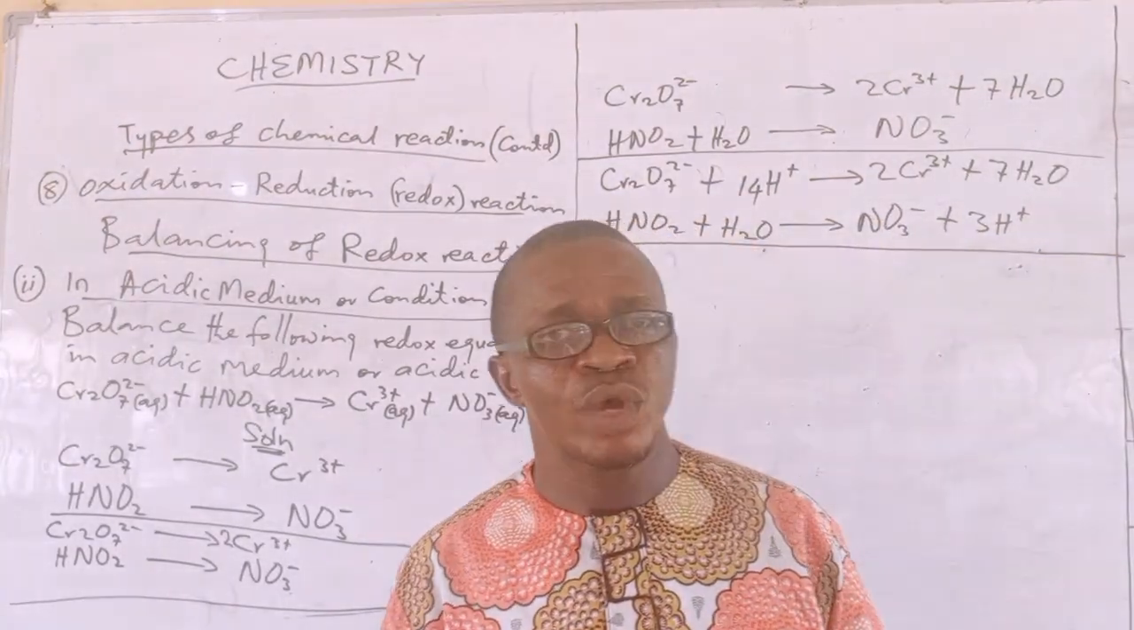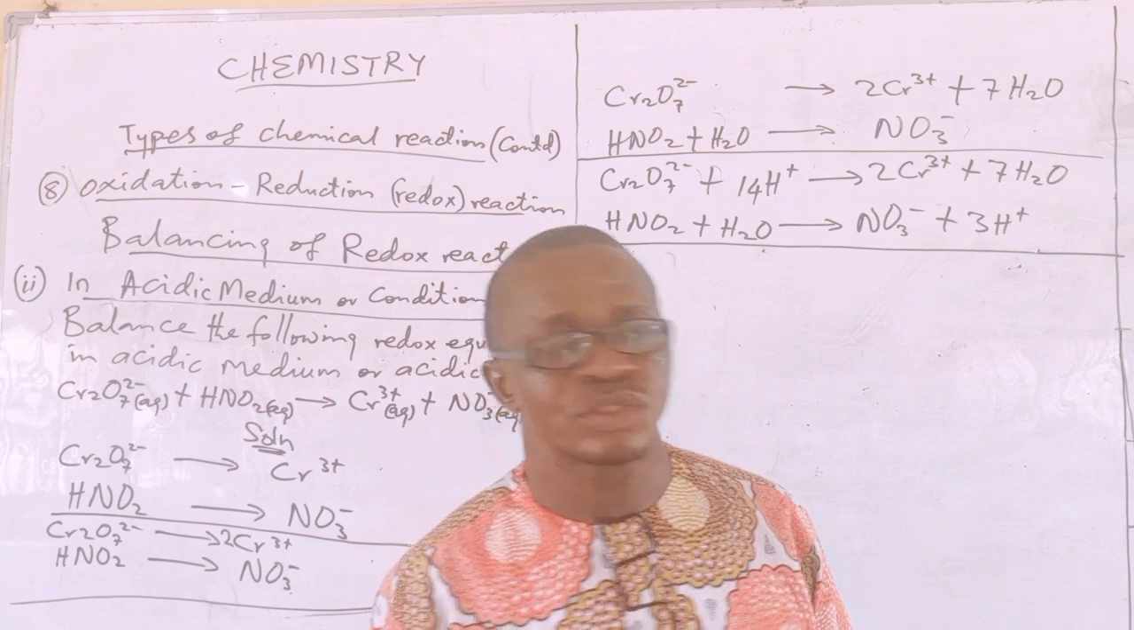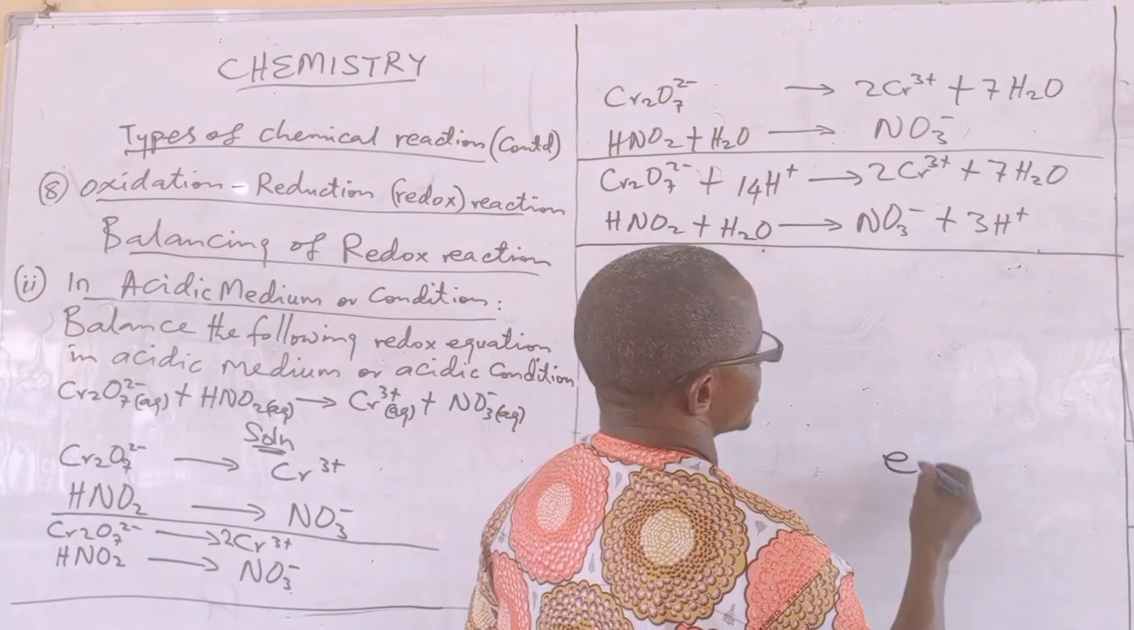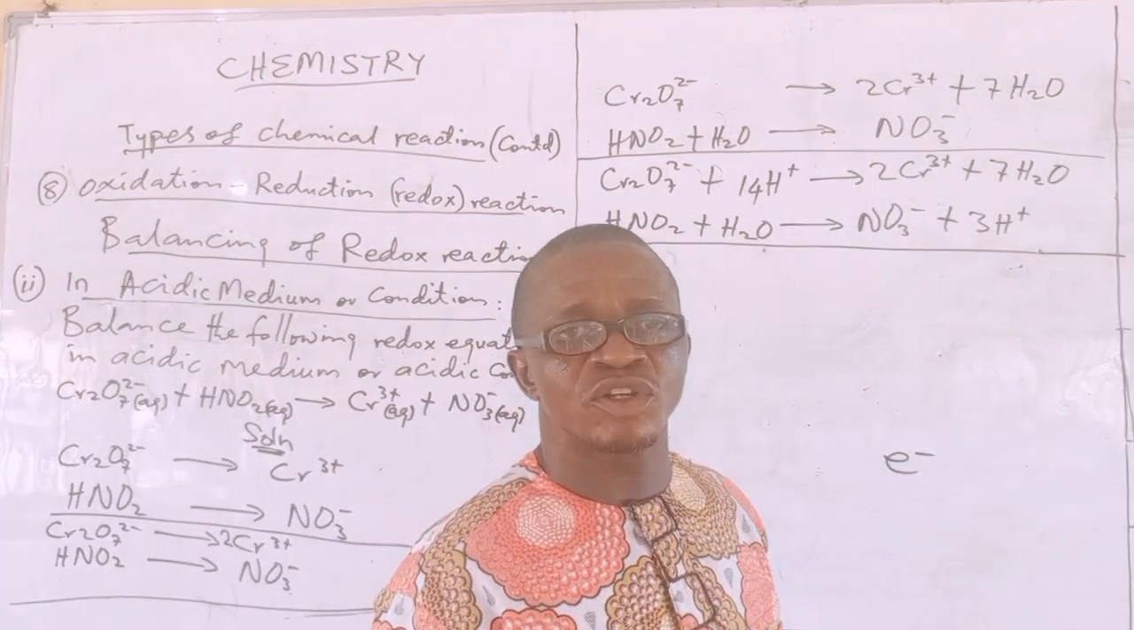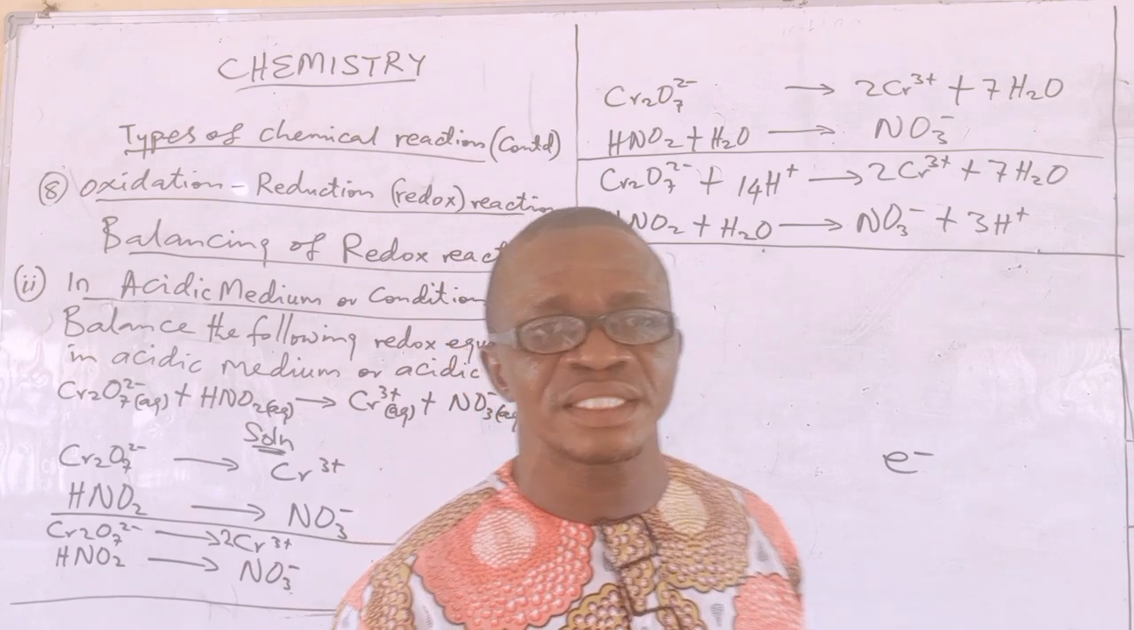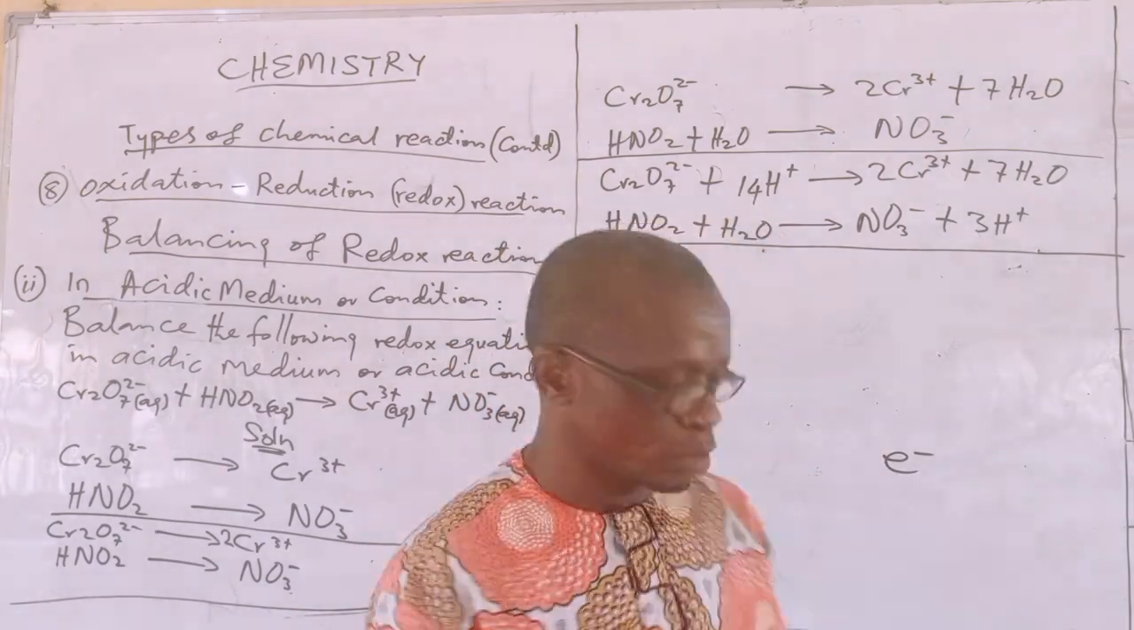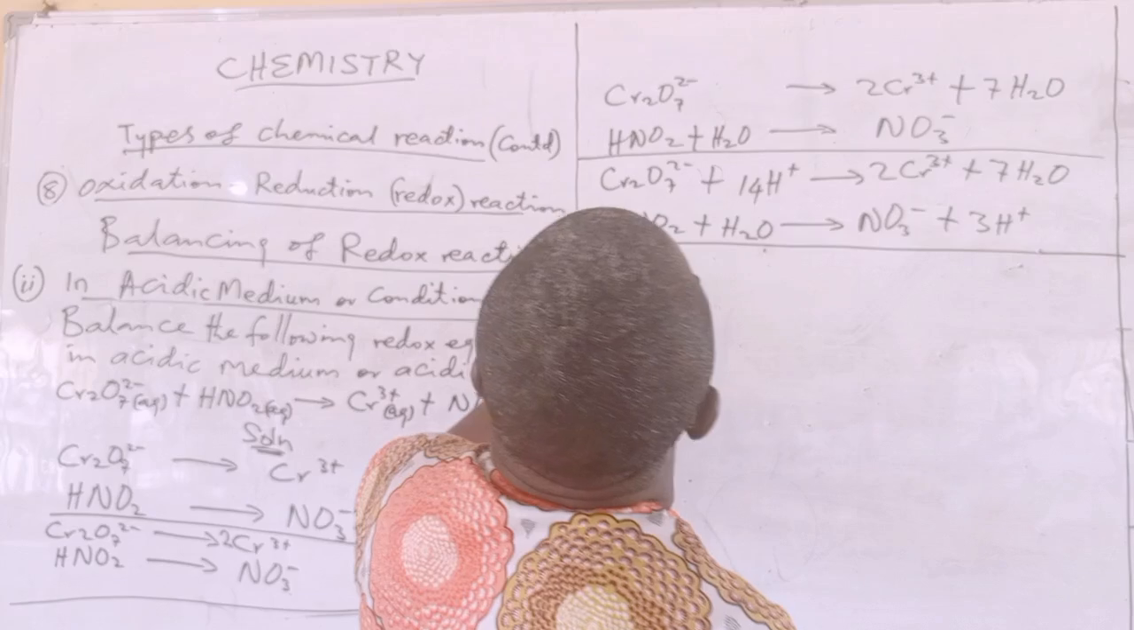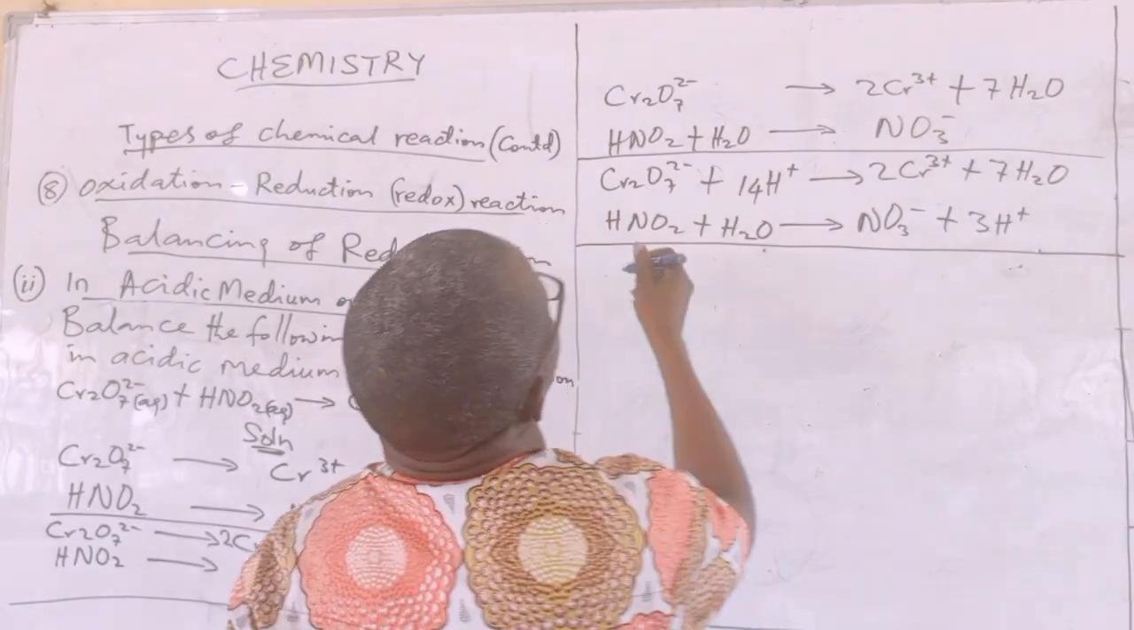Balance the charge with e minus. Something like this, e minus. E minus means what? Electron. Balance the charge with what? Electron. Okay. Now let's balance the charge.